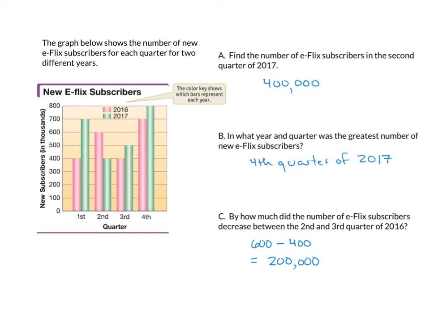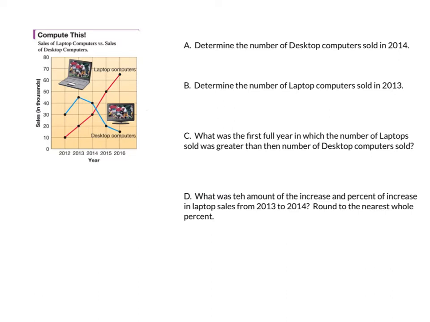Let's go ahead and now look at a line graph. So again, we can have a single line graph or we can have multiple line graphs at the same time. For this one, we are comparing the sales of laptop computers and desktop computers. We want to determine the number of desktop computers sold in 2014. I'm going to assume that the blue line is my desktop computers, and that the red line is my laptop computers. So, desktop computers in 2014, we're looking at our blue line, and we want to find 2014. We're going to be right here. So we have 40. This is in thousands, so this is going to be 40,000.